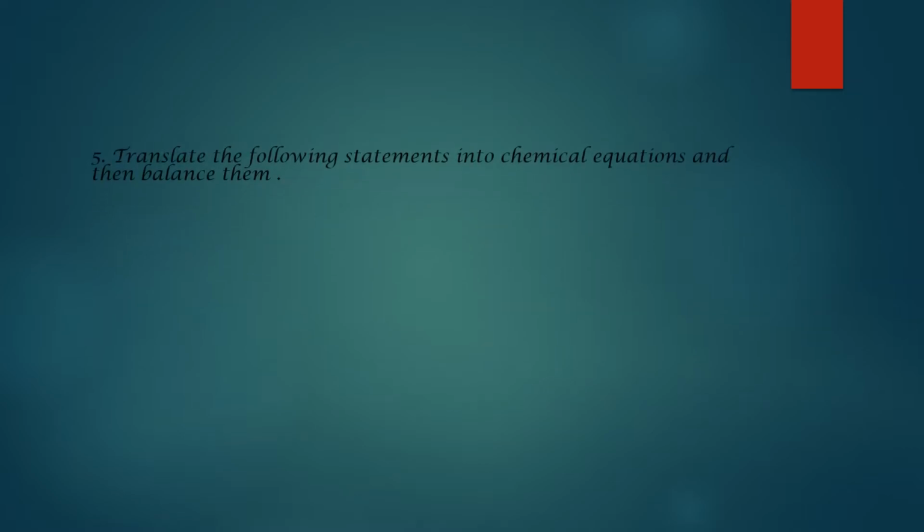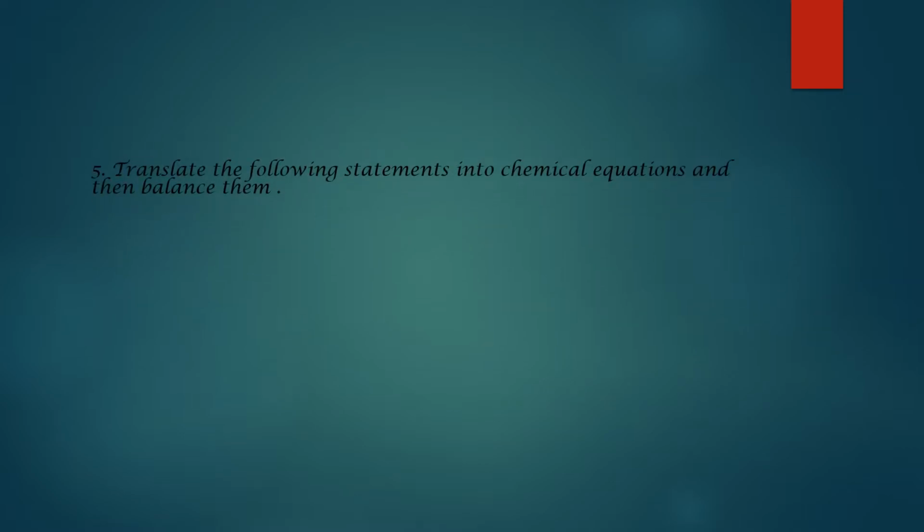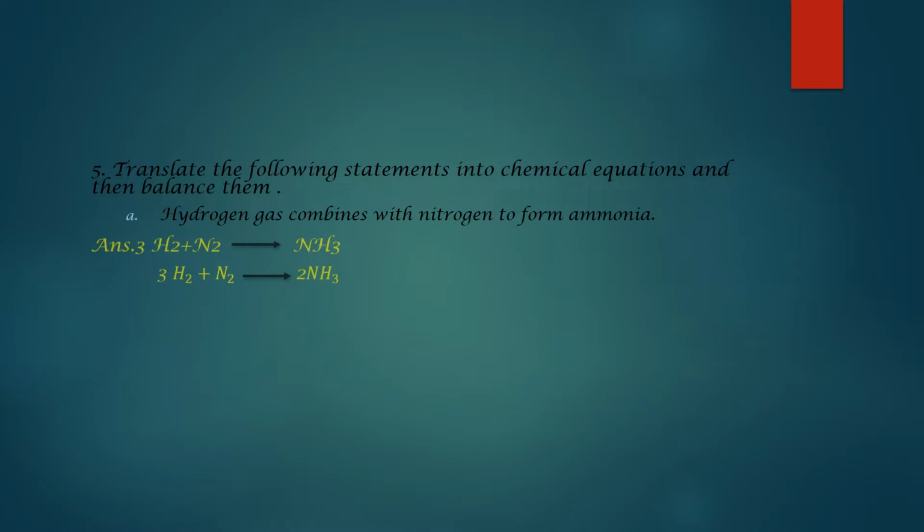Question number 5. Translate the following statements into chemical equations and then balance them. A. Hydrogen gas combines with nitrogen to form ammonia. So let's first write the skeletal equation for this. We can observe that there are two atoms of hydrogen and two atoms of nitrogen on the reactant side and one atom of nitrogen and three atoms of hydrogen on the product side. So to balance this, we put 2 on the RHS and 3 beside hydrogen.